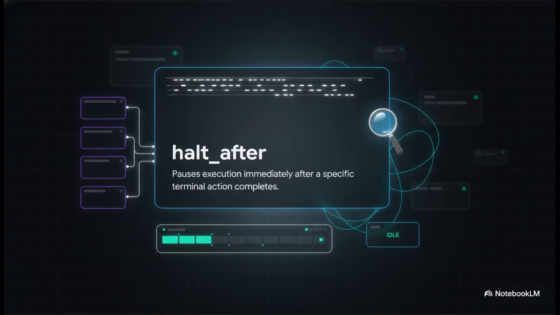And the natural companion to that is halt after. Conversely, halt after ensures the application safely idles out once a terminal action actually completes, something like computing the final result. This is super important because it guarantees that the loop doesn't accidentally restart itself or just spin out of control. It keeps the execution trace closed and ensures the state is fully recoverable right at that precise endpoint.